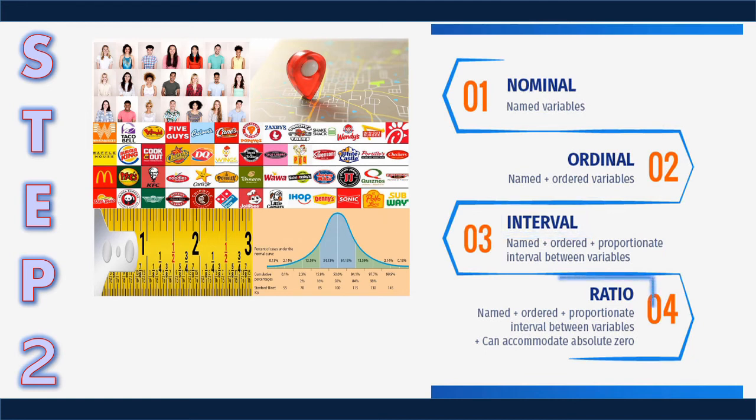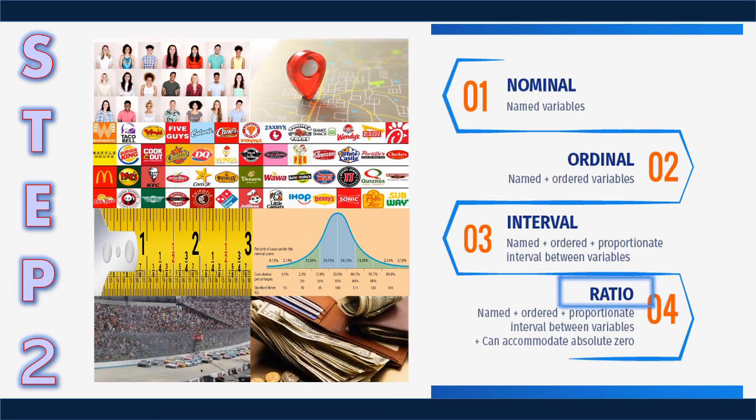The final type of variable is ratio. Here it has all the qualities of the other variables, but it has a true 0 point. Time that it takes something to occur, or number of bills in a wallet, would be an example of ratio variables.